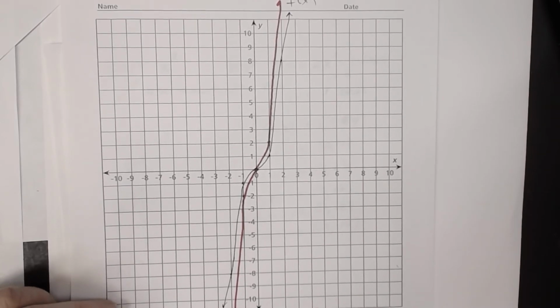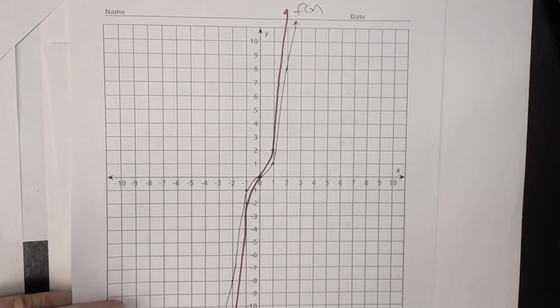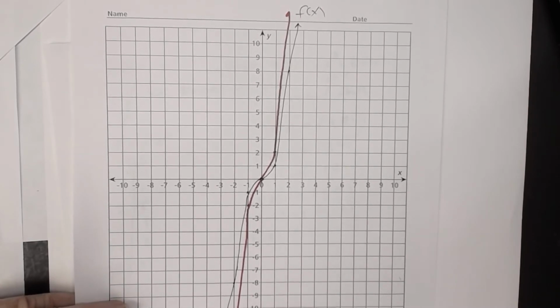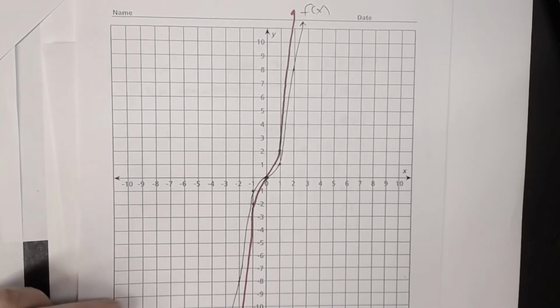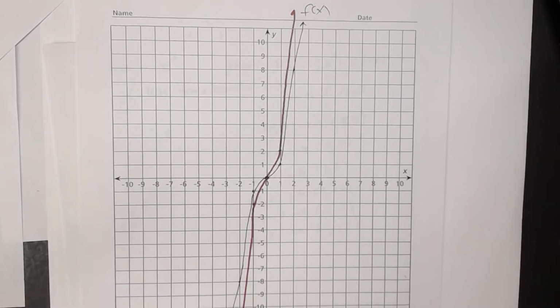Now that's a little bit harder to do because you're cubing, so those y values get bigger and you may not have enough room. So that's why it's a little bit more difficult to transform x cubed. All right, now let's go to the next example.